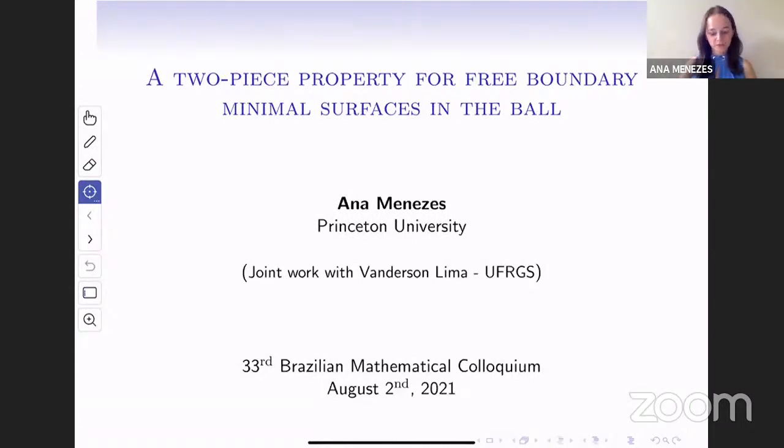This is a joint work with Wanderson Lima from Universidade Federal do Rio Grande do Sul. And as Jaime said, I'm going to talk about a two-piece property for free boundary minimal surfaces in the ball.